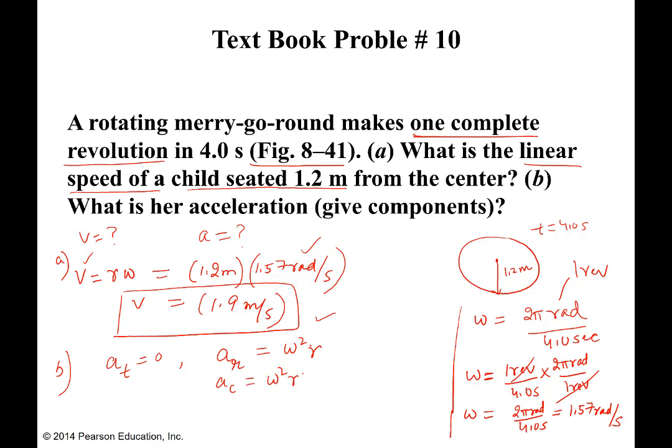So omega square r. We already know what omega is. We can substitute that 1.57 radians per second whole squared multiplied by r, which is already given to you as 1.2 meters. And since this is AC, not alpha, your units will be meter per second square. Once you work on the math, it comes out to be 3.0 meters per second square towards the center, because we are talking about centripetal or the radial.